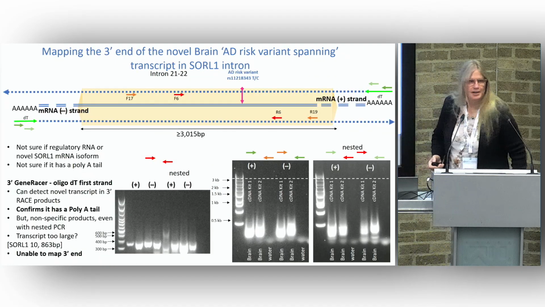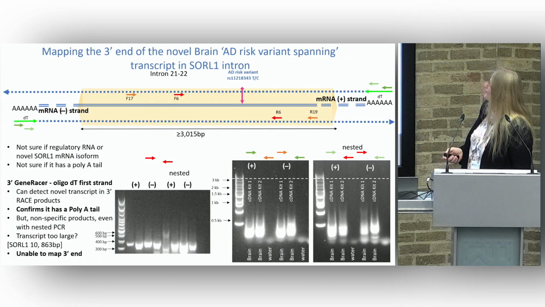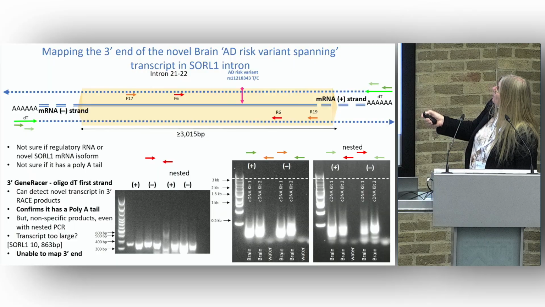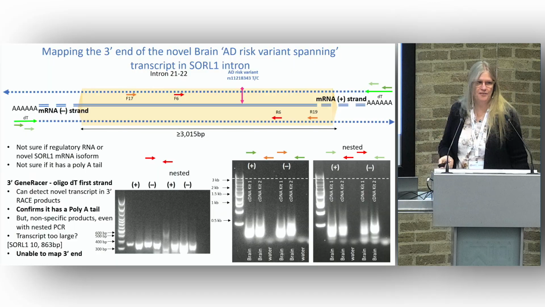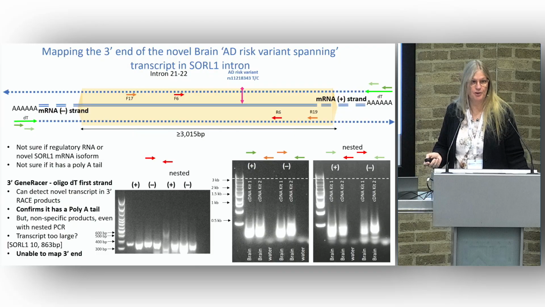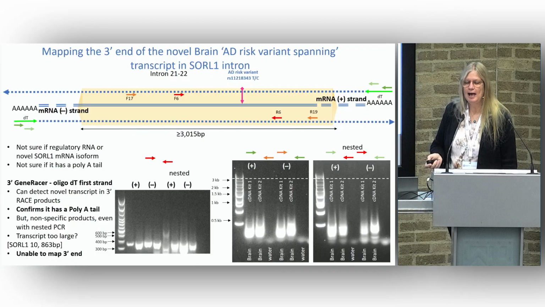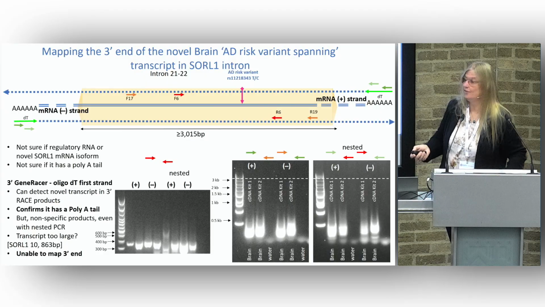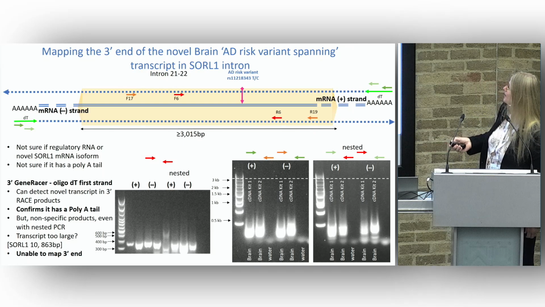So we set about doing 5' and 3' RACE, and so far we've at least attempted 3' RACE, but I don't know how many of you have had experience of this method, but it's actually quite difficult to get it to work in a specific kind of way. Of course, the other thing is that we are expecting our transcript to potentially be really large. I mentioned that SORL1 is a really big protein, and if it was an mRNA isoform, the transcript could be anywhere up to 15,000 base pairs.